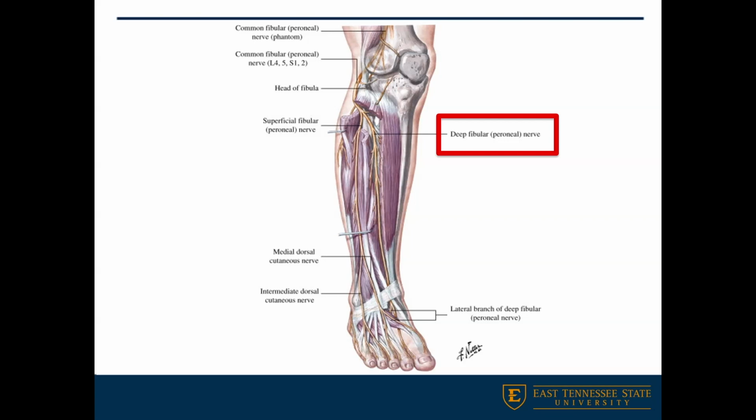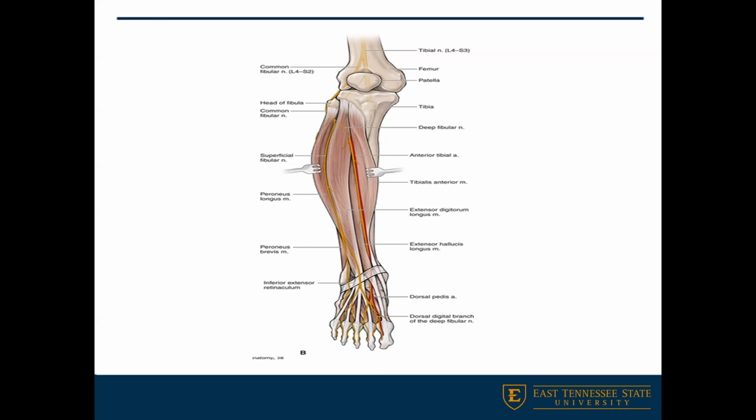It pierces extensor digitorum longus to descend on the anterior surface of the interosseous membrane in the anterior compartment. It accompanies the anterior tibial artery between extensor digitorum longus and tibialis anterior muscle. It travels between tibialis anterior and extensor hallucis longus muscle to emerge on the dorsum of the foot to become cutaneous innervation to the web space between the first and second toes.